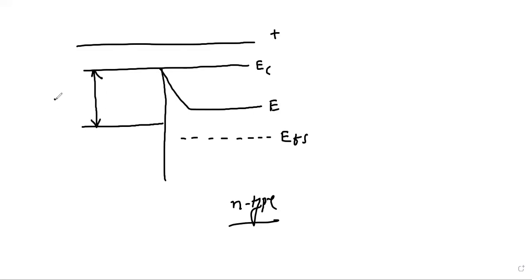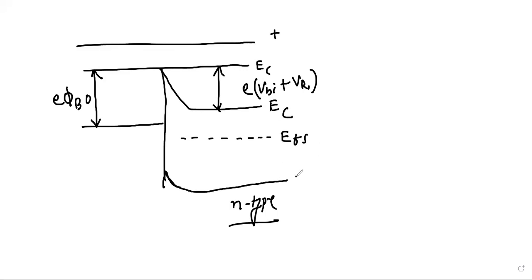This remains the same as E phi B0. And this became increased. It was earlier EVBI, now it will be EVBI plus whatever reverse bias voltage you gave. The valence band will also bend accordingly, exactly the same as the conduction band. So EV. This is the metal side. This is the reverse bias condition.